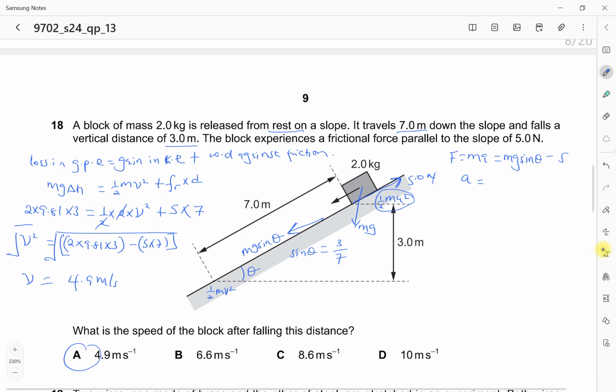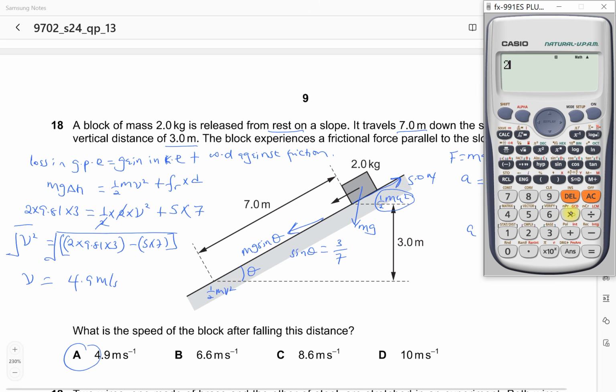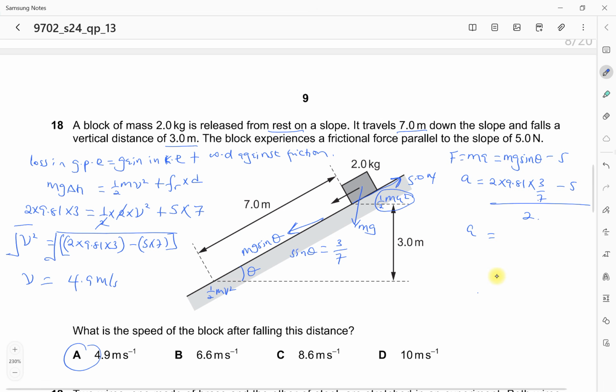So the acceleration a is going to be m, which is 2, times g, which is 9.81, times sine theta, which is 3 over 7, then minus 5, divided by m, which is 2. So what is the acceleration here? I have 2 times 9.81 times 3 divided by 7, then minus 5, then divide by 2. So the acceleration is 1.7 meters per second squared.